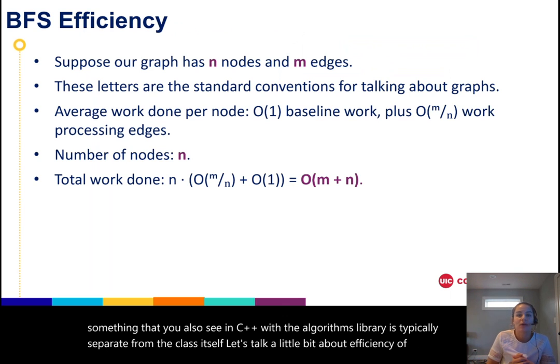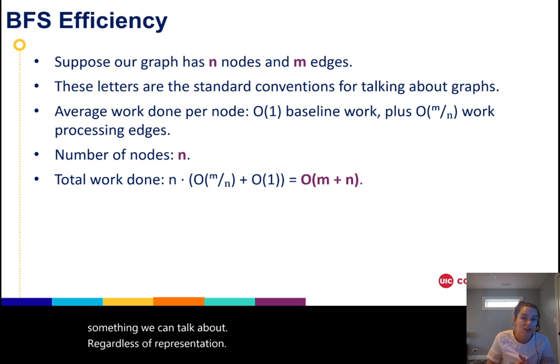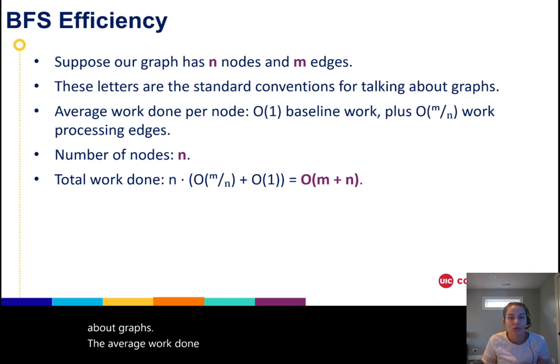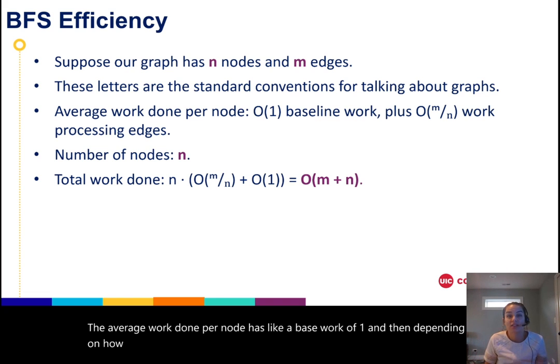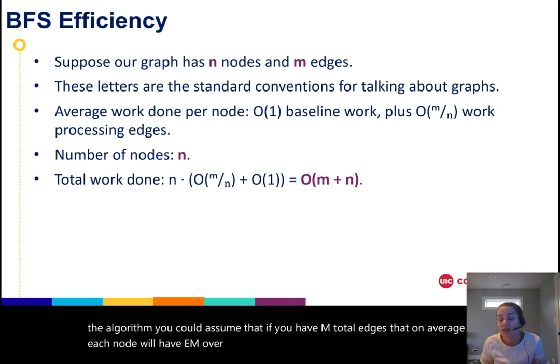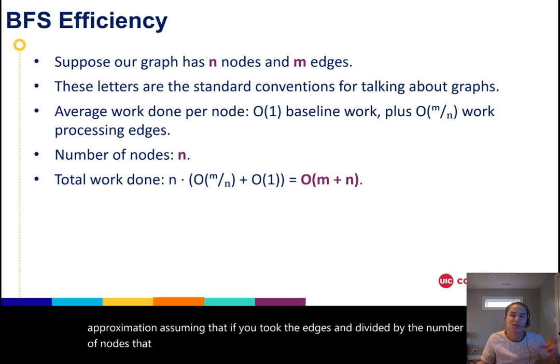It's something we can talk about regardless of representation. Again, n nodes, m edges is the typical convention that's used when talking about graphs. The average work done per node has a base work of 1. And then depending on how many edges the node has, there's additional work to be done. So in the algorithm, you could assume that if you have m total edges, on average each node will have m over n work in processing those edges. That is an approximation, assuming that if you took the edges and divided by the number of nodes, that would be how many edges there were per node.